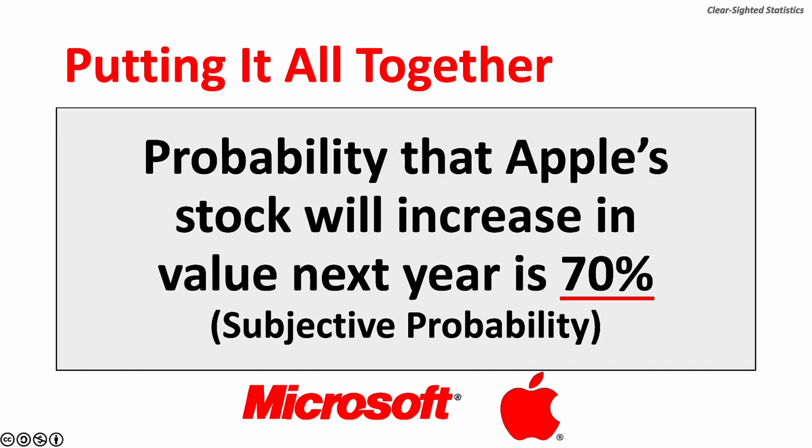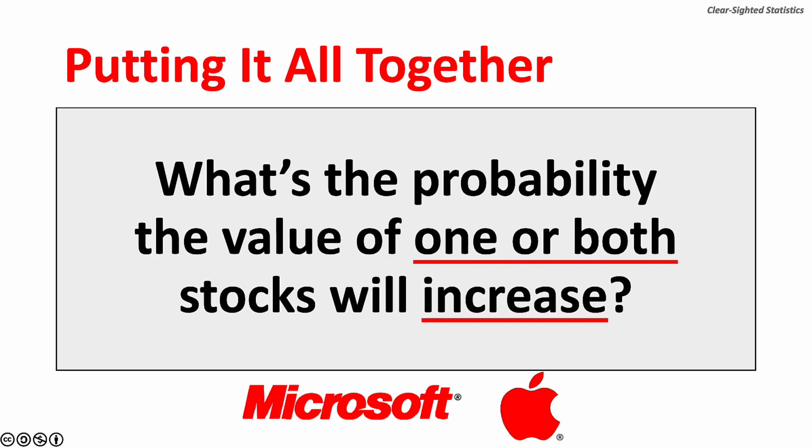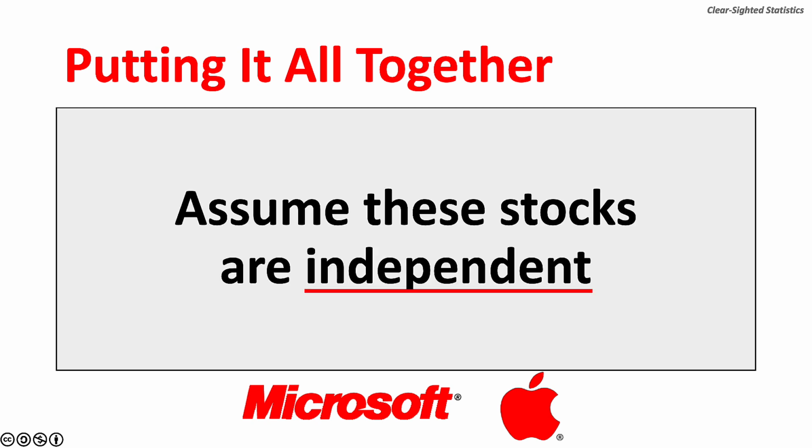Putting it all together, the probability that Apple stock will increase in value next year is 70%, subjective probability. The probability that Microsoft stock will increase in value next year is 50%, also subjective probability. What's the probability the value of one or both stocks will increase? Assume the values of these stocks are independent.